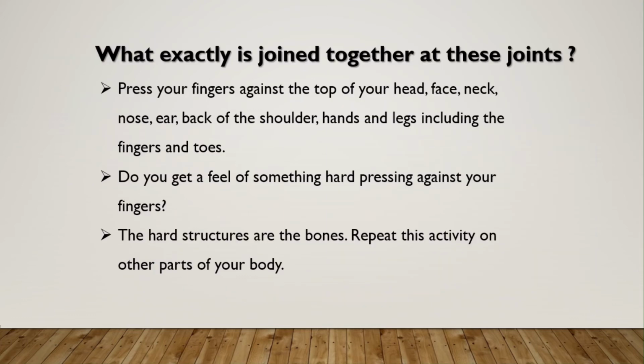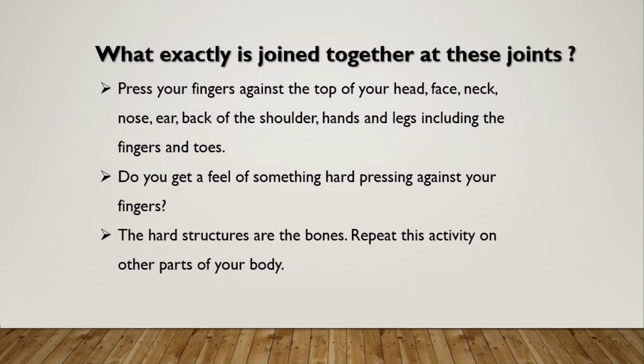Now there must be one question in your mind: what exactly is joined together at these joints? The meaning of joint is the place where two things are joined. We said body parts are joined, but what exactly is over there which has been joined? So for that also, perform one activity. Place your fingers against the top of your head, your face, your neck, your nose, the back of your shoulders, hands and legs, including the fingers and toes. Now press. After pressing, do you feel something hard?